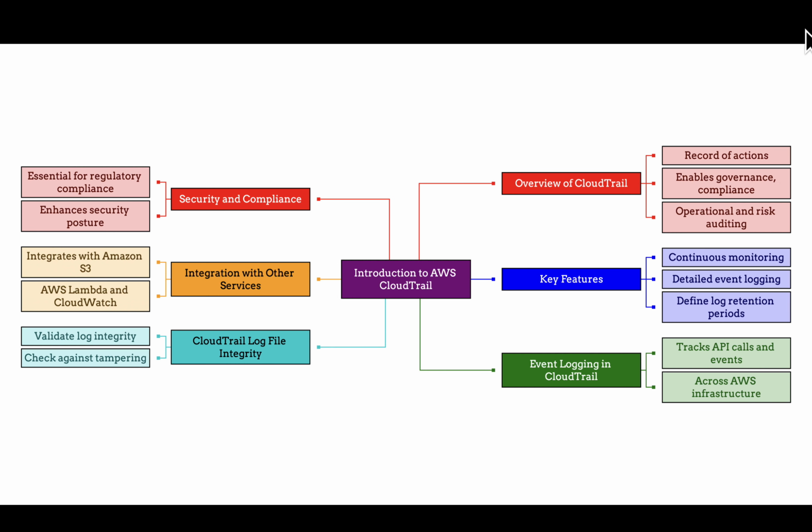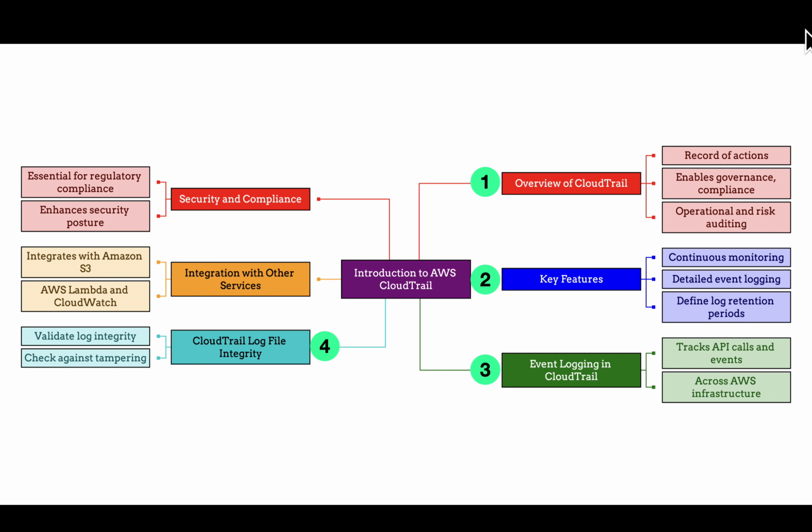Introduction to AWS CloudTrail. 1. Overview of CloudTrail. AWS CloudTrail is a service that provides a record of actions taken by a user, role, or an AWS service in AWS, enabling governance, compliance, operational auditing, and risk auditing. 2. Key features: continuous monitoring, detailed event logging, and the ability to define specific log data retention periods. 3. Event logging in CloudTrail tracks and logs API calls and related events across AWS infrastructure.